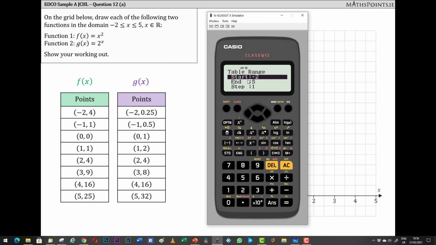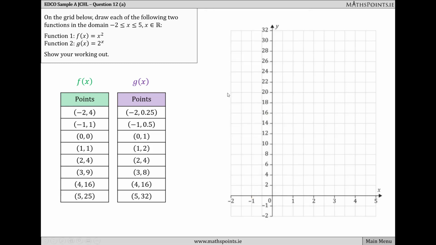So I'm going to start again at -2, end at 5, the step is 1, and then I check my answer, -2, 0.25, -1, 0.5, 0, 1, 1, 2, 2, 4, 3, 8, 4, 16, and 5, 32. So I'm happy that all of my points are valid.